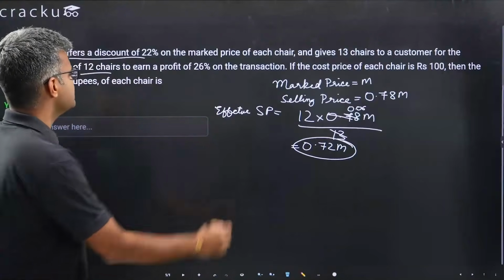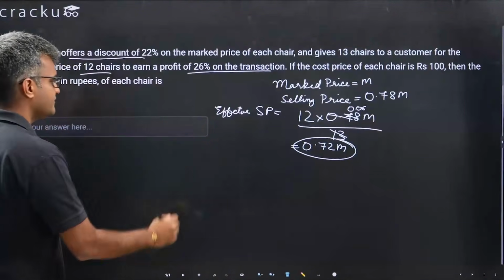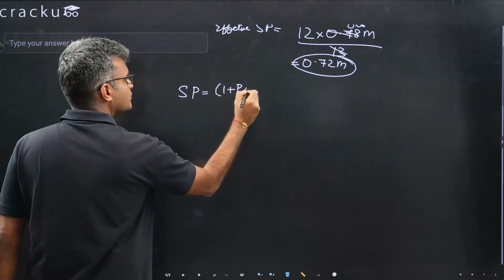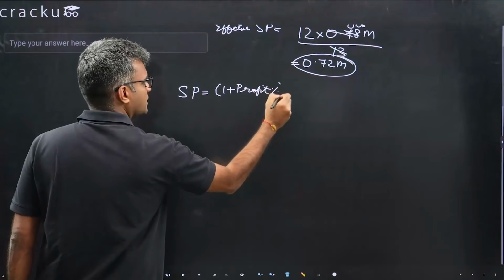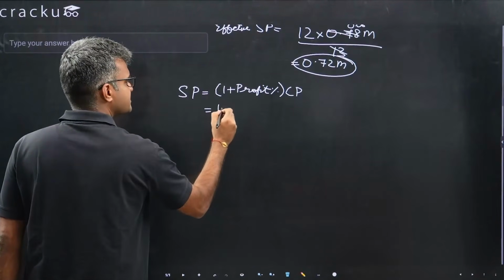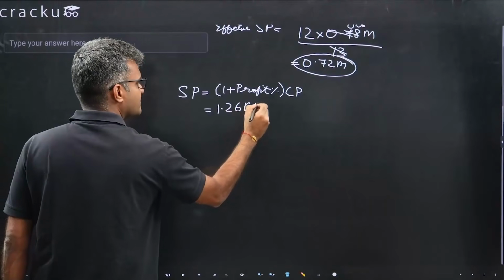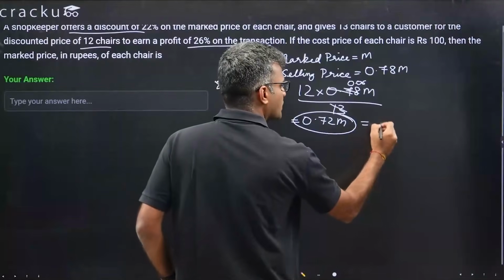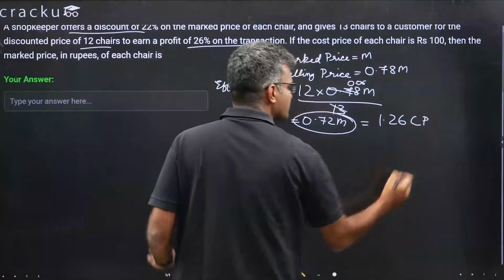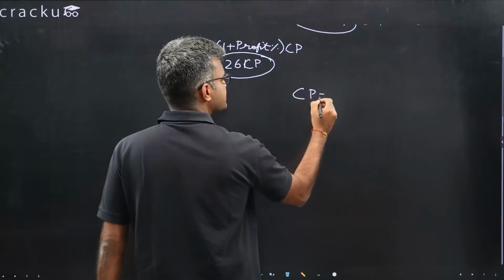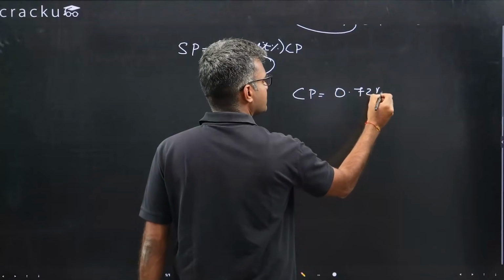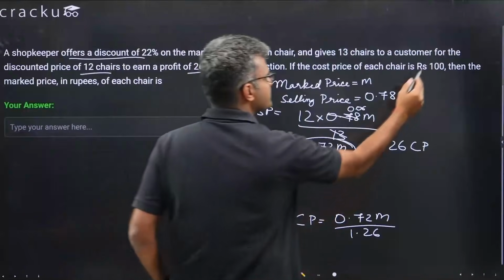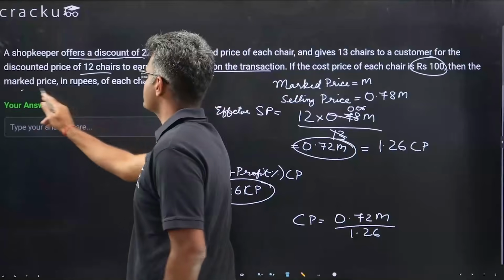Now he earns a profit of 26% on the transaction. What we know is that selling price is equal to 1 plus profit percentage into cost price. Here the profit percentage is 26%. So selling price is 1.26 into cost price. So this is equal to 1.26 into cost price, or the cost price is equal to 0.72 m divided by 1.26. We are given the cost price. We are told that the cost price is 100 rupees. We are required to calculate the mark price.